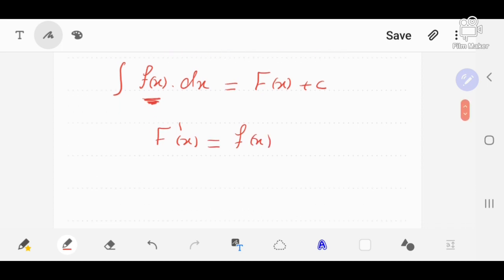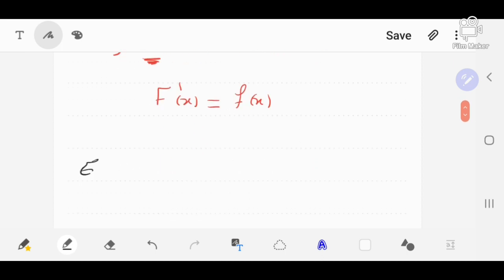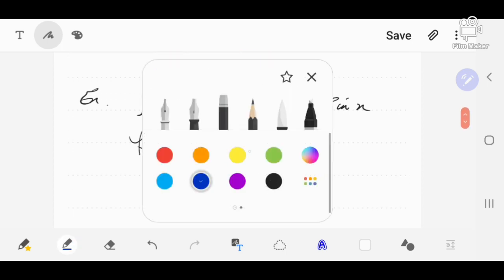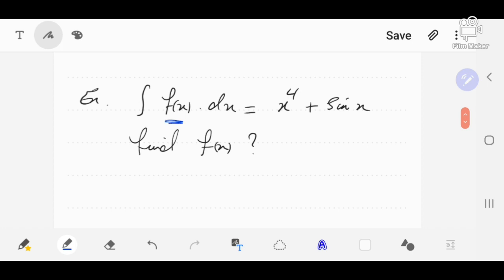So, for example, if I said integration of f of x with respect to x is equal, for example, to x to the power of 4 plus sine x. Find small f of x. What should you ask yourself? Well, you should say small f of x is the derivative of this thing, and this is capital F of x.